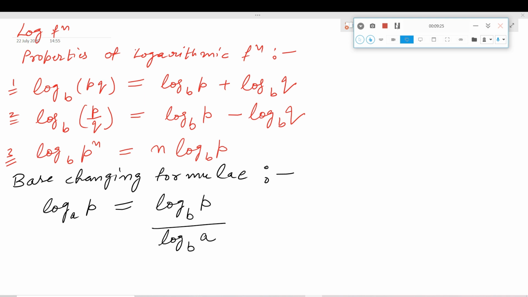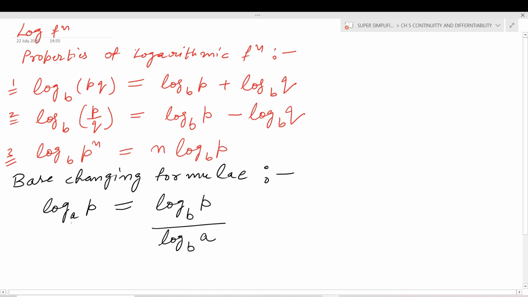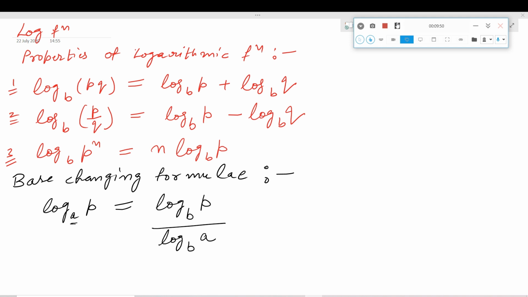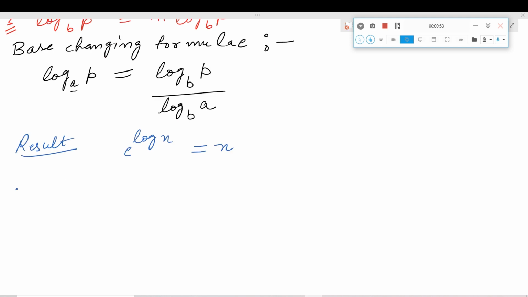Now we have the base changing formula. If you have log to the base a of any number p and you want to change the base to some other number b, the formula will be log to the base b of p divided by log to the base b of a. Then we have a result that e raised to the power log x will be x.